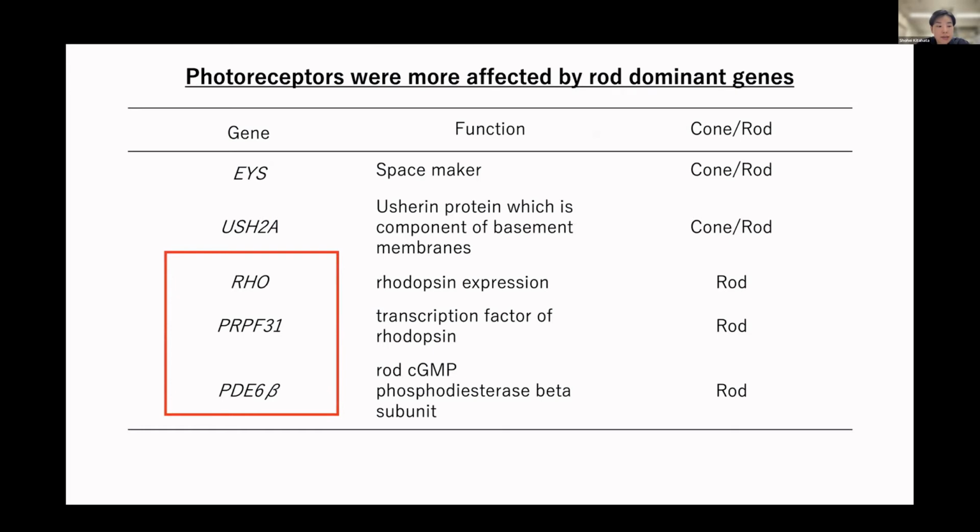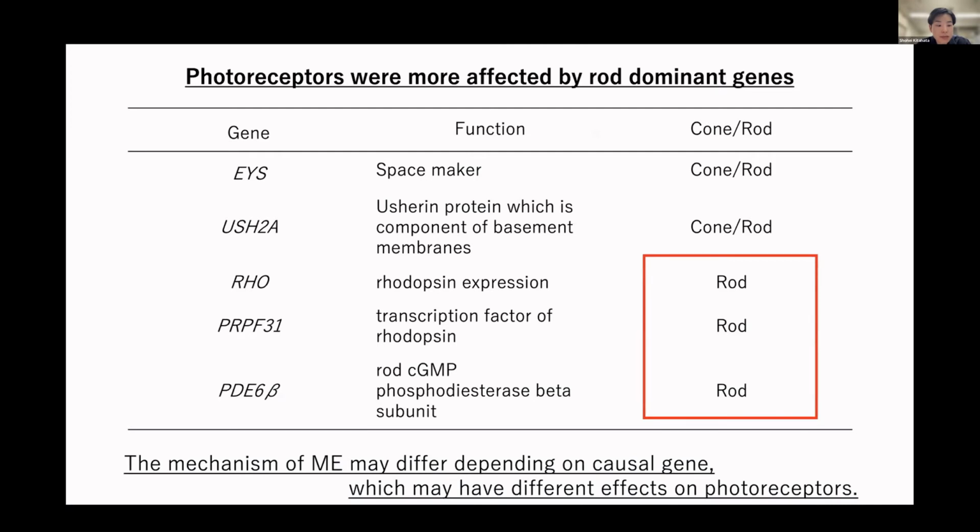Multivariate analysis. Time to conclude. Okay. Those genes were characterized as rod dominant. So rod dominant genes may have an imbalance in expression in the retina and may be prone to edema, as mentioned earlier.